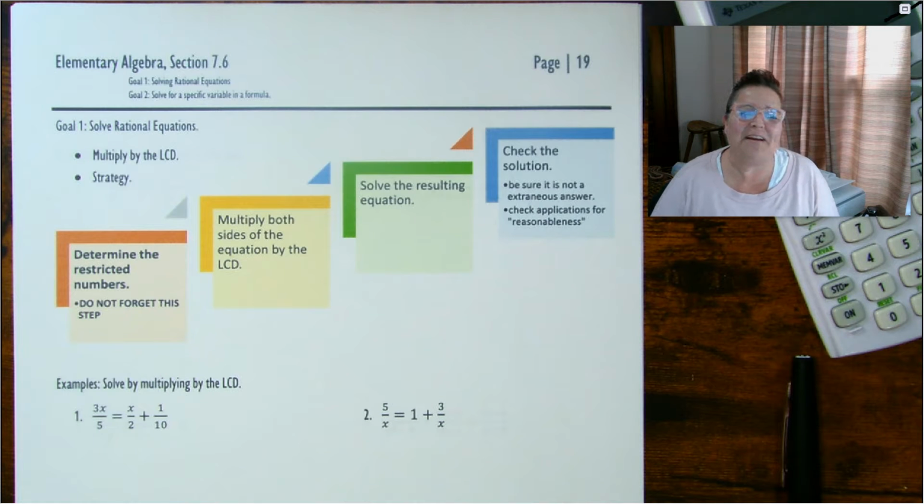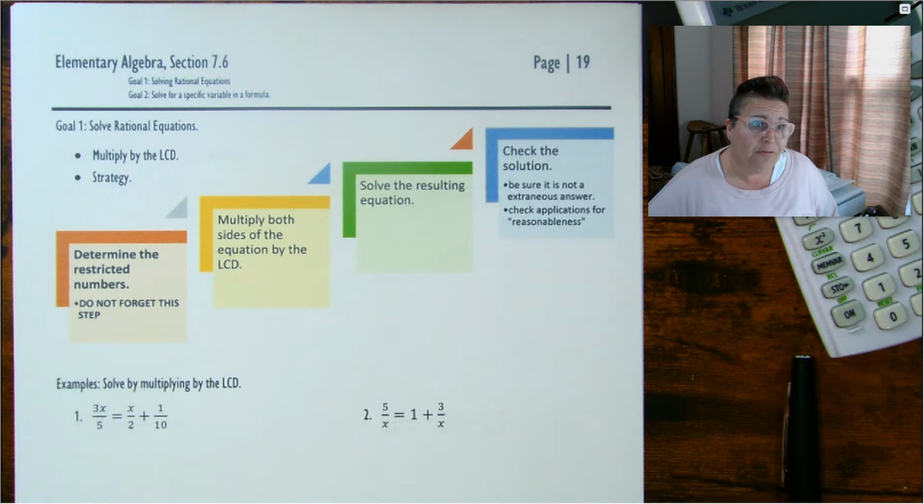So there is basically one strategy here. We are going to multiply the equation by the least common denominator. Here it is again, that least common denominator, so important in this section and in this chapter in general. So we're going to multiply each term by the lowest common denominator.